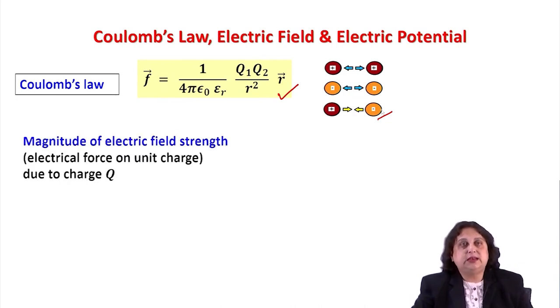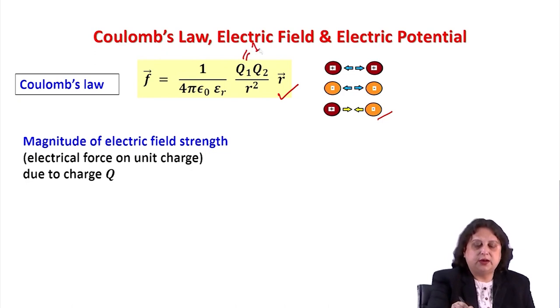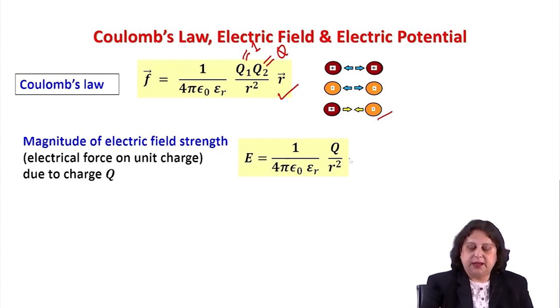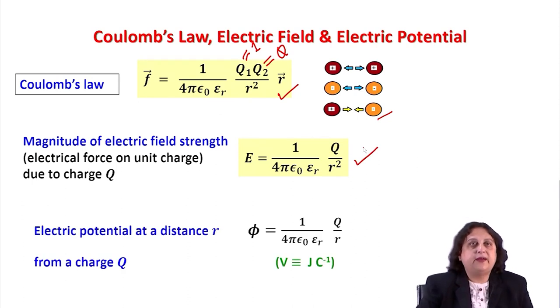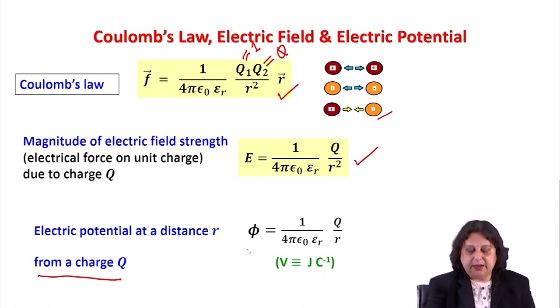From here, we can look at what is known as the magnitude of electric field strength. This is given by the electric force on a unit charge due to another charge Q. Therefore, in this expression, if I put Q1 equal to 1 and Q2 equal to some capital Q, what I get is the magnitude of electric field strength, given by an expression like this. Next, we have the concept of electric potential at a distance r. The electric potential at a distance r from the charge Q is given by phi equal to Q by r, which is the potential associated with this electric field strength.